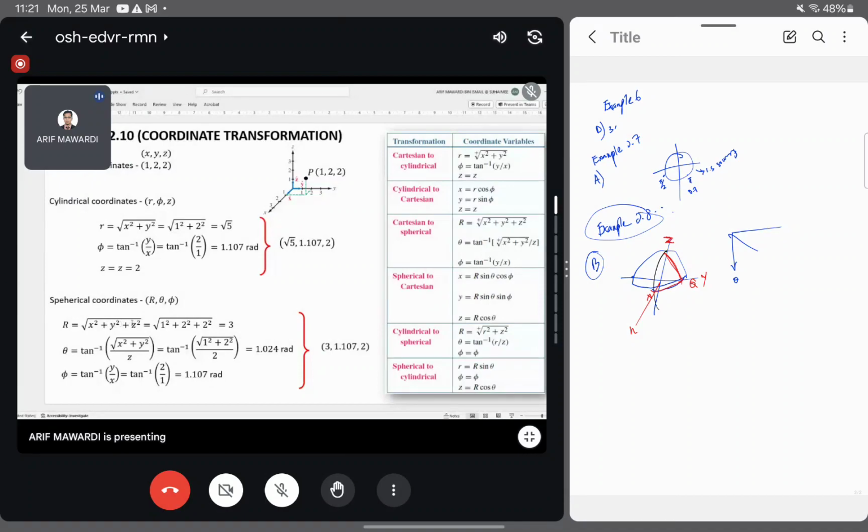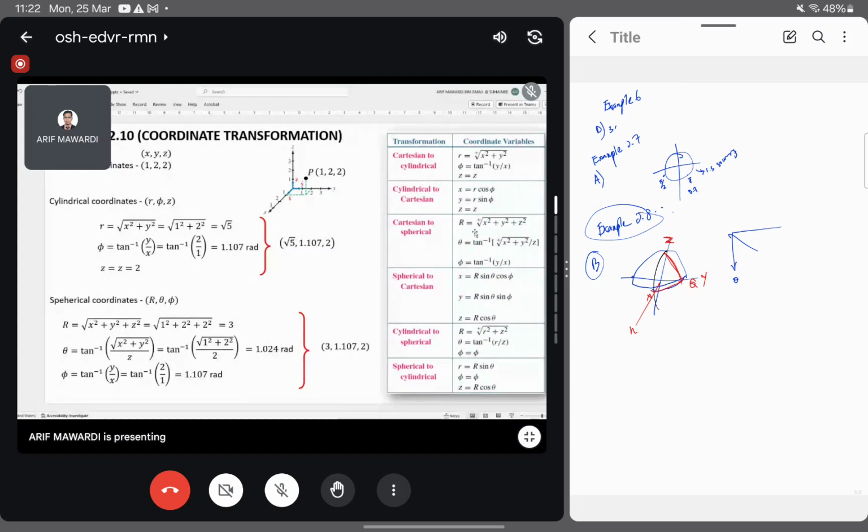So the values for x, y, and z are the coordinates in the Cartesian coordinate system, which are given here: 1, 2, and 2. Therefore, we substitute 1, 2, and 2 into here, so we get 3.